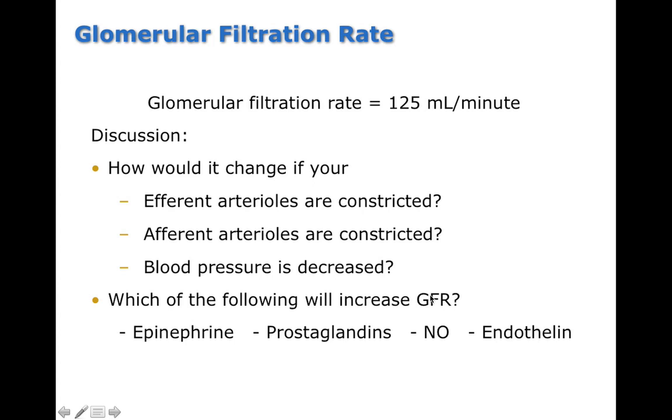Now, the problem though is we really want to know what's happening at the level of efferent and afferent arterioles to get a better understanding of what GFR is going to be. So if you vasoconstrict the afferent arteriole, even if your blood pressure is high, this is going to lead to a decrease in blood flow downstream so that you actually get a lower GFR. And if you vasoconstrict the efferent arteriole, then that's going to cause blood to back up in the glomerular capillaries. And even if your blood pressure is low, that can still potentially increase GFR.